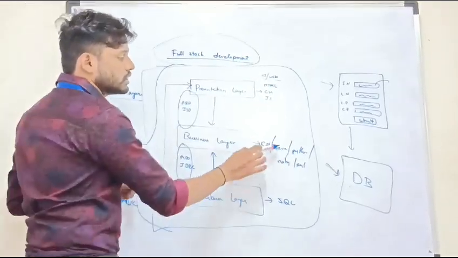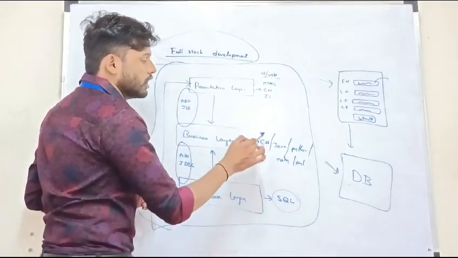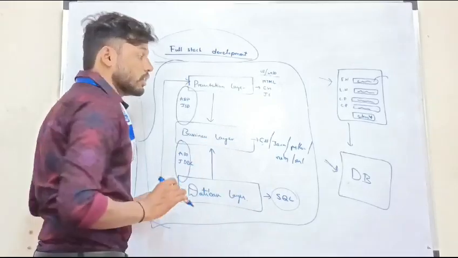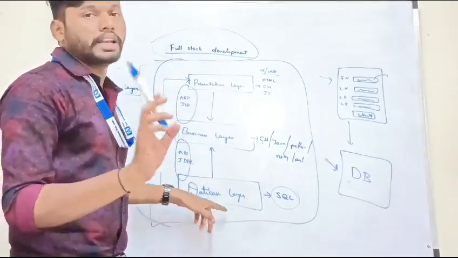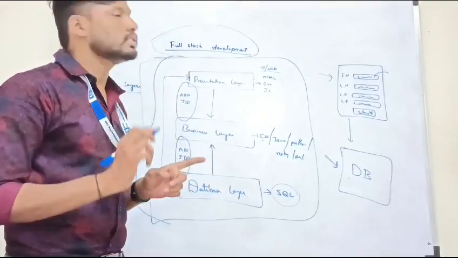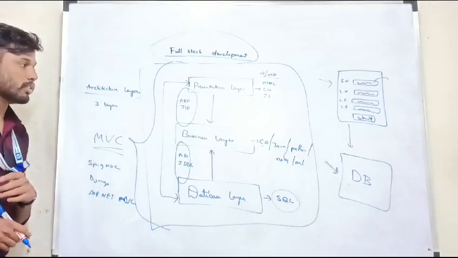If you are going with Java, you need to study HTML, CSS, JavaScript and SQL. If you go with C#, you need to study HTML, CSS, JavaScript and SQL. The presentation layer and database layer are similar for every technology, but only the business layer changes its programming language. Okay guys, so this is about full stack development.